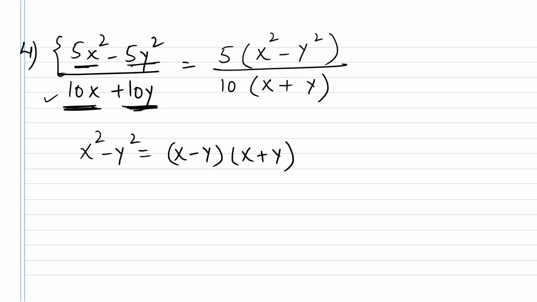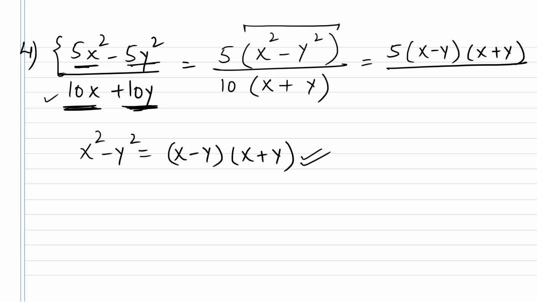So at this step I took out 5 as a common factor from the numerator and 10 as the common factor from the denominator. Now my next step would be 5 as it is. For this thing, x square minus y square, I am going to use this identity, which equals x minus y, x plus y, and the denominator is 10 times x plus y. Now see what happened. I have got a common factor x plus y, x plus y.